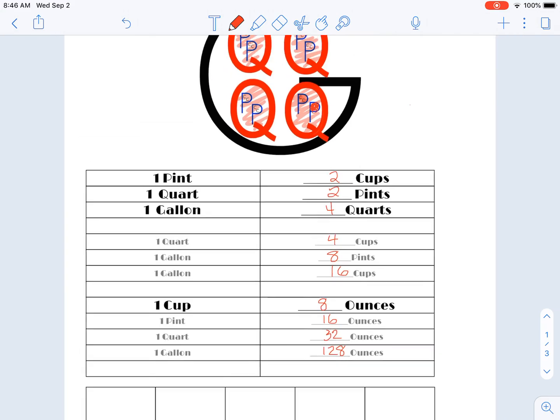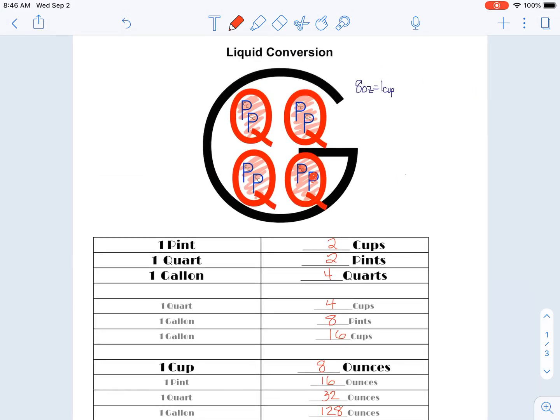So if you need to go back and look at how we got any of those conversion factors, please rewind and try to make sure that you totally understand how we got all those. But you can always keep that picture in mind because it's really cool and very useful.